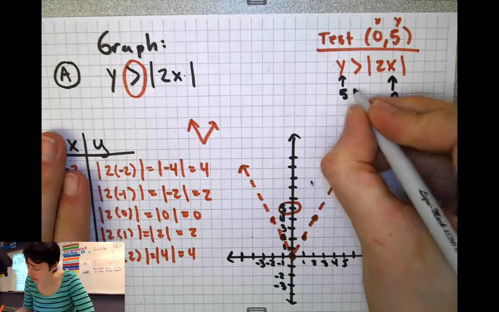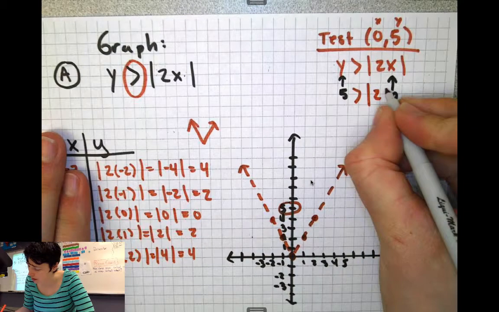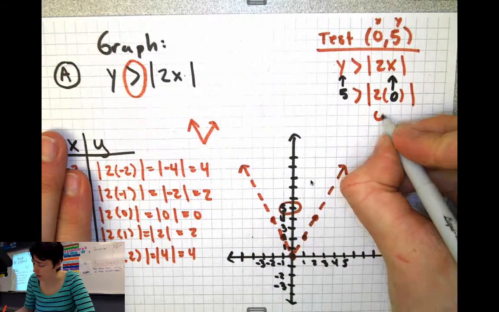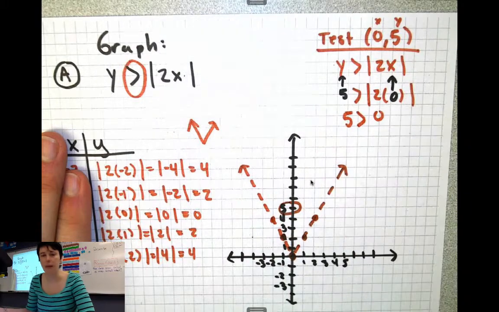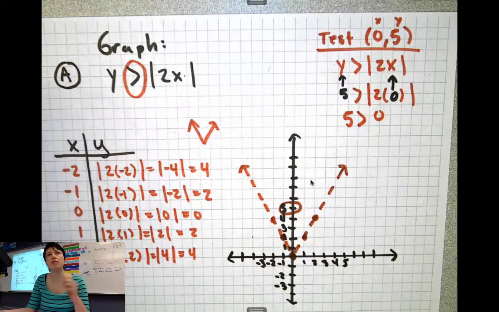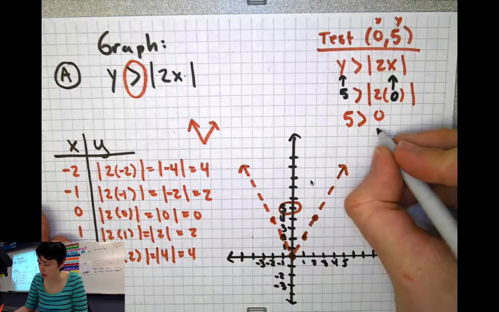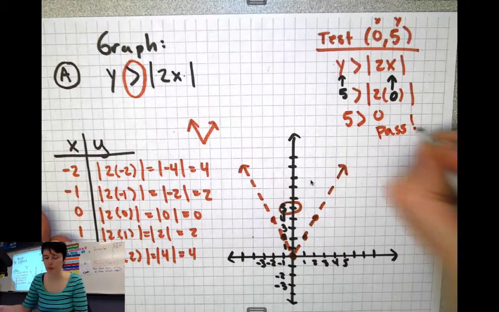So 5 is greater than absolute value 2 times 0. 2 times 0 is 0. 5 is greater than 0. Is 5 greater than 0? Yes, it is. Okay, pass. That is a true statement.